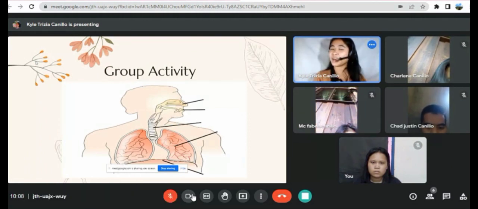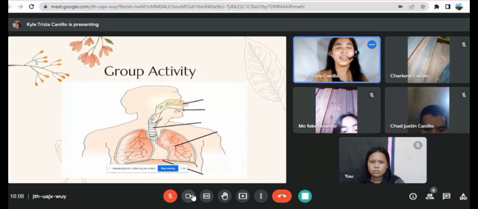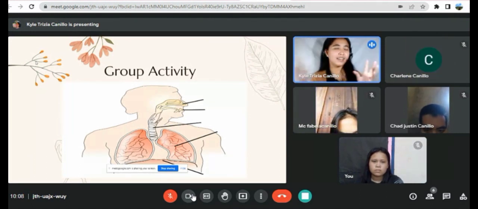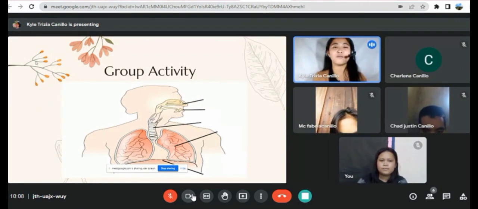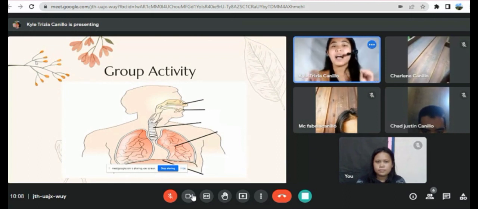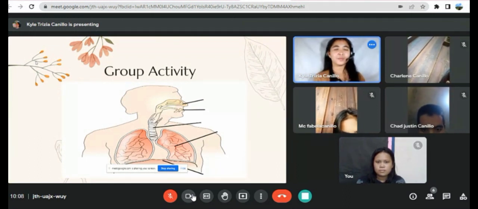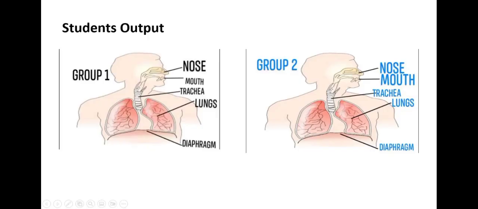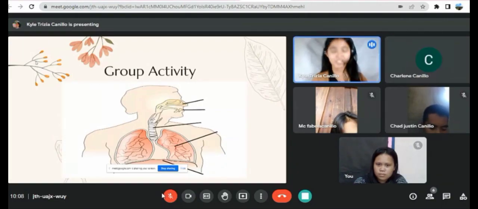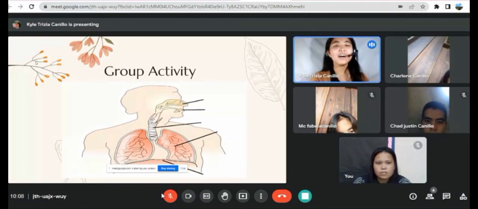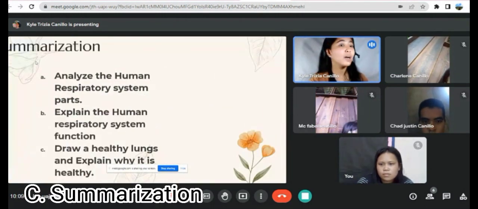Okay, before that, I will divide you into two groups. The first group is Chad Justin and Mary Crystal, and the second group is Charlotte and Pizza. Can you please answer this one? Are you all done? Yes, ma'am. Very good. Now, let's move on to the summarization.